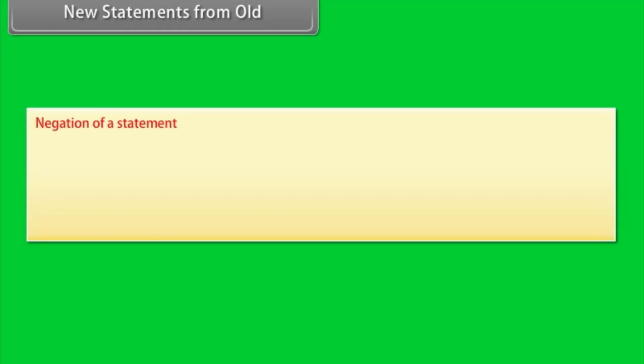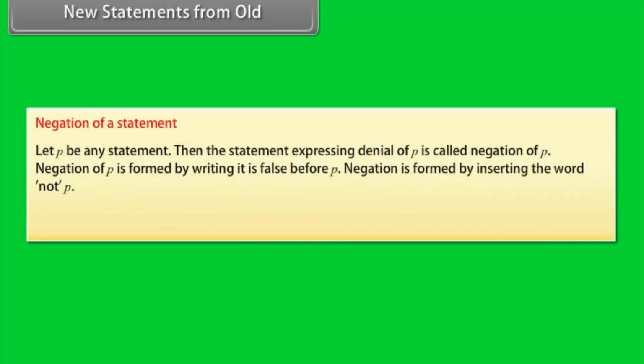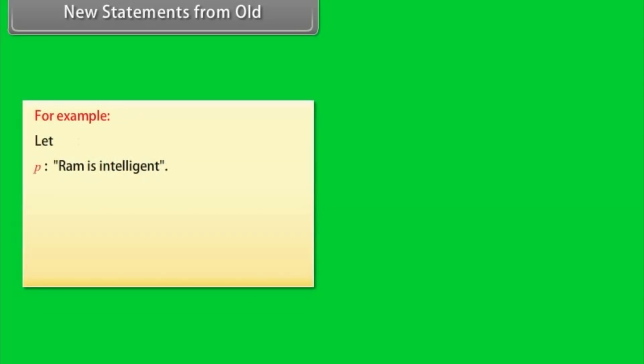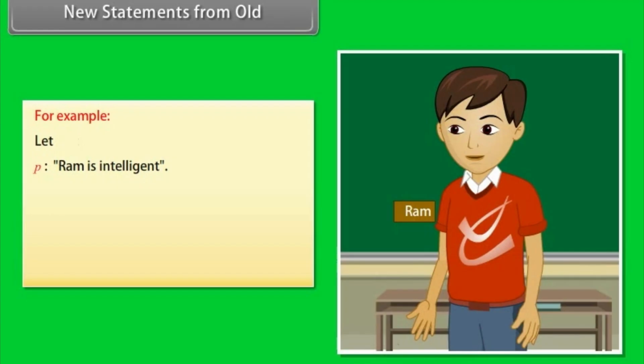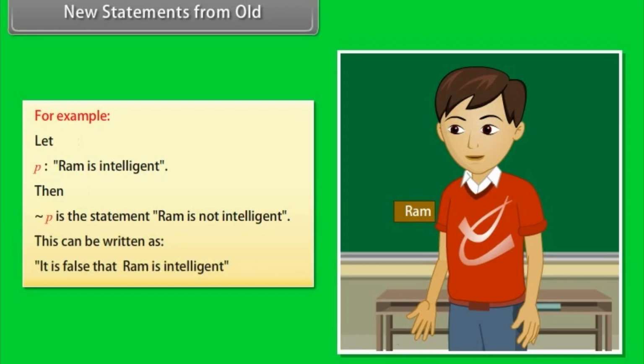New statements from old. Negation of a statement. Let P be any statement. Then the statement expressing denial of P is called negation of P. Negation of P is formed by writing "it is false" before P. Negation is formed by inserting the word "not" before P. Negation of statement P is denoted as "not P." For example, let P be the statement "Ram is intelligent." Then "not P" is the statement "Ram is not intelligent," or "it is false that Ram is intelligent."